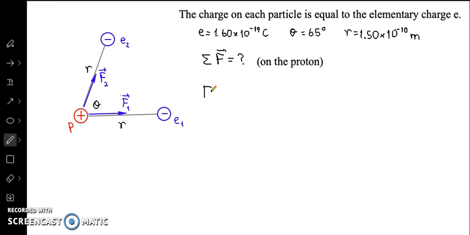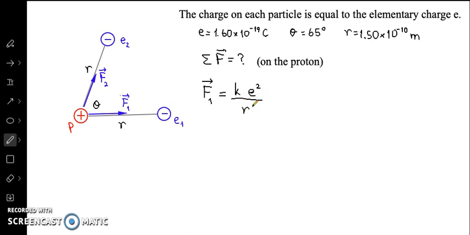So F1 is a horizontal force. It points to the right. It only has an x component. It's going to be equal to the magnitude F1, which is determined by Coulomb's force, right? K times Q1 Q2 divided by distance squared. In this case, K is the Coulomb's constant. Q1 times Q2, we're talking about the proton and the electron. So each one has charge E. E times E, that's E squared, E being, again, the elementary charge. K times E squared divided by the distance between the 2 squared, which is R.